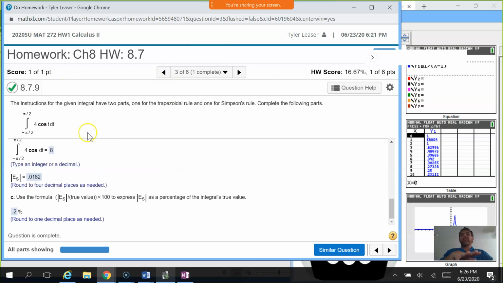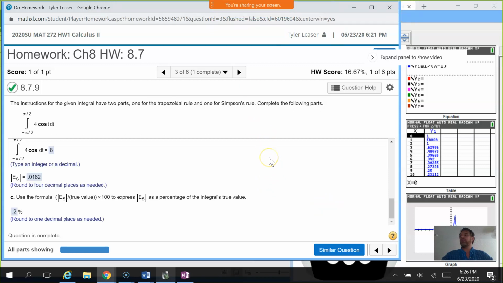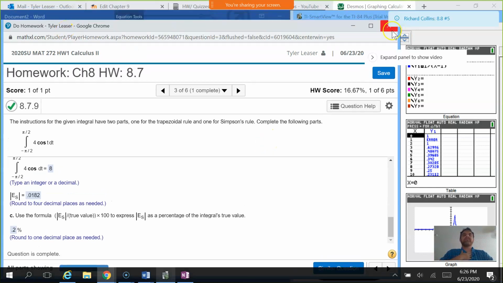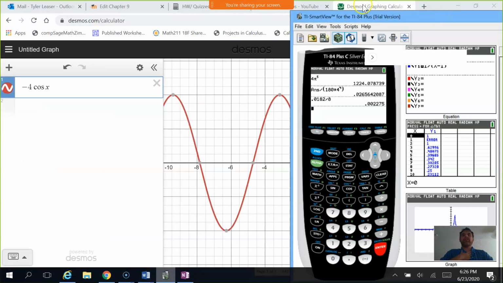Anything else? Any other questions about number 3 here on 8.7? Is there any other homework questions you want to look at? From either 8.7 or 8.8? 8.8, number 5. Yeah, let's look at that one. All this stuff.